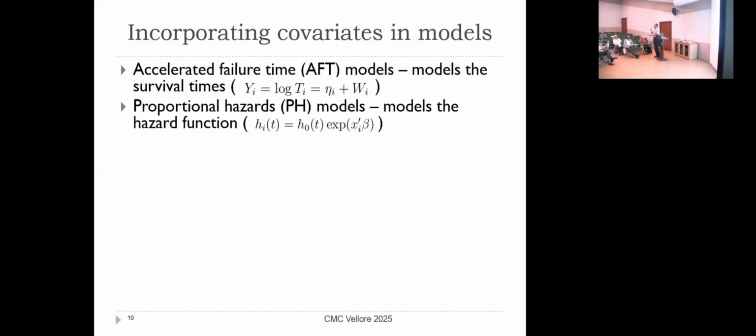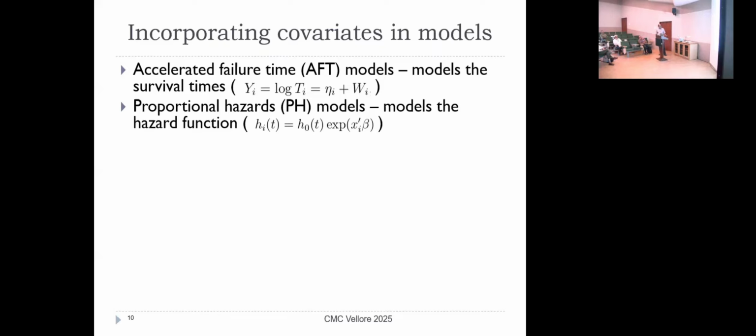And so secondary analyses are usually done, most of the times, as a way of incorporating covariates in the model, that may be due to imbalances at randomization, or because you want to understand how they may affect or not affect the primary results. And there's two types of ways of incorporating covariates. One is called the accelerated failure time model, which models the survival times. And the other one is the proportional hazards model, that models the hazard function.